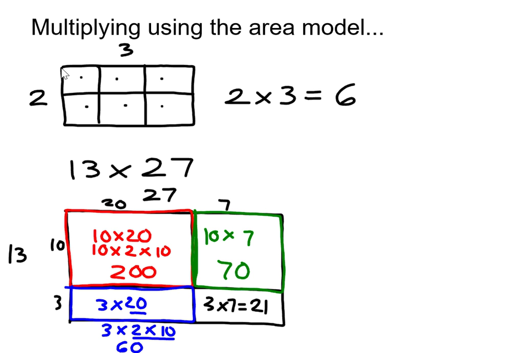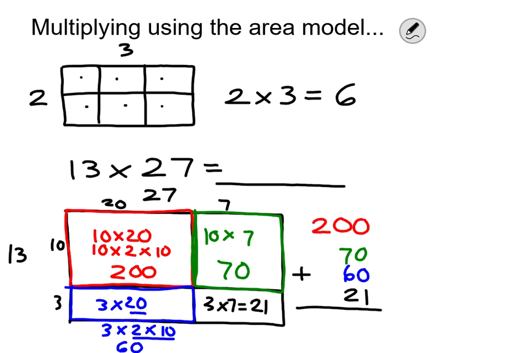Now, if I want to know the total of my 13 times 27, if I want to find the total of all of this, what I really need to do is to add all the components. So I have to add my red 200 plus the green 70 plus the blue 60 plus the black 21. So I'm going to write them down on the side. And then I just need to add. So I'm going to start with the 1. 7 plus 6, I know 6 plus 6 is 12, plus 1 is 13, 14, 15, and 3. So the answer of 13 times 27 is 351.